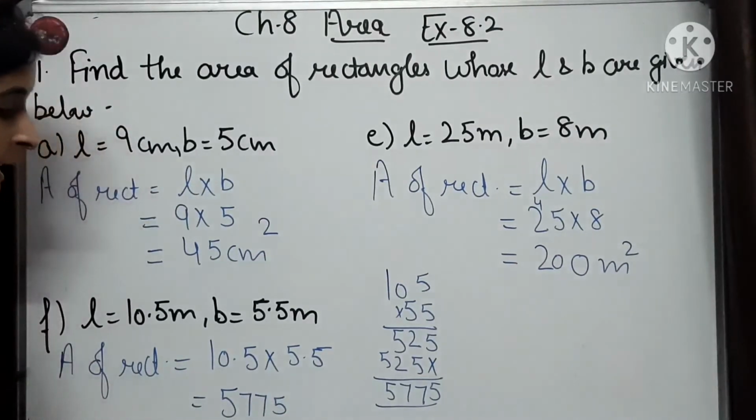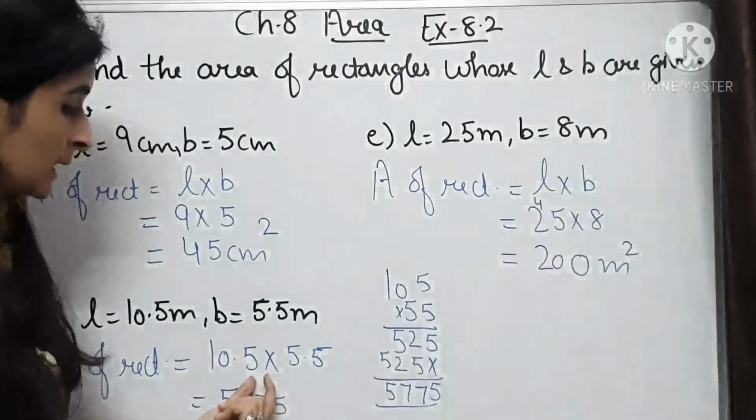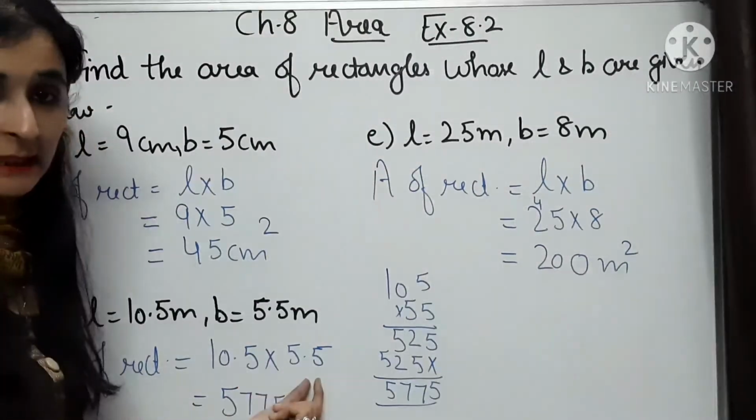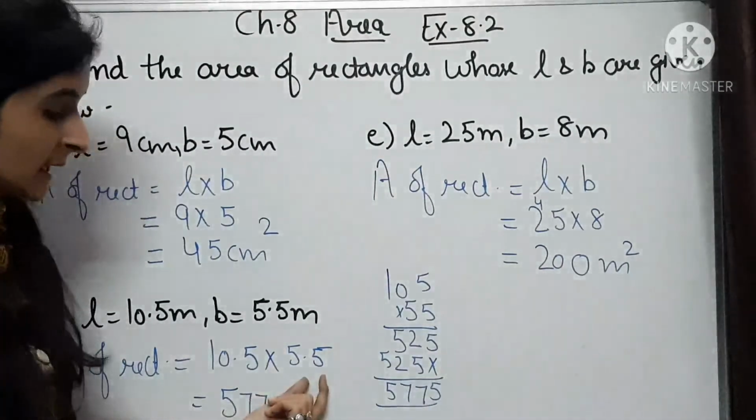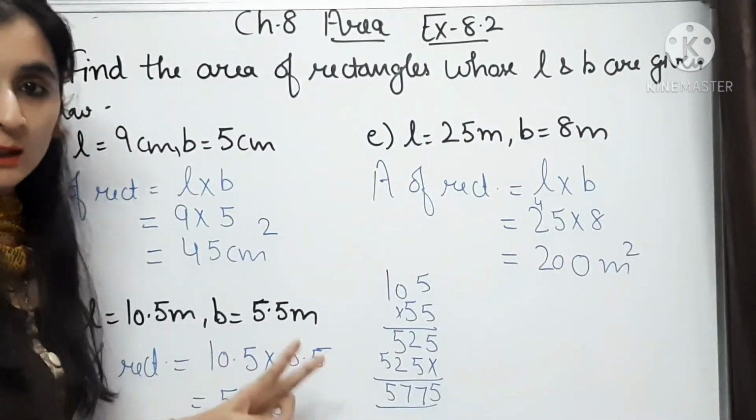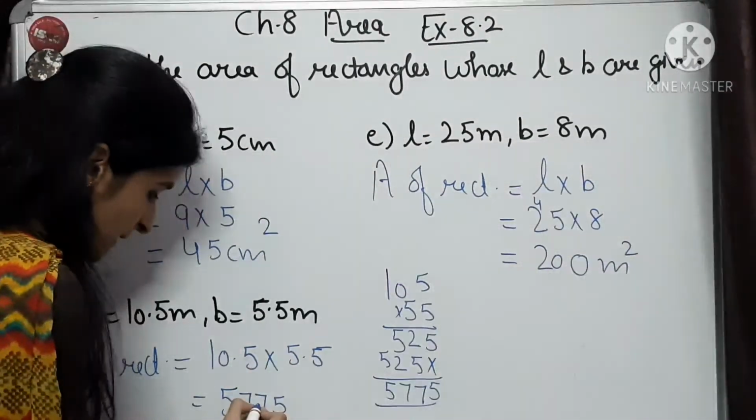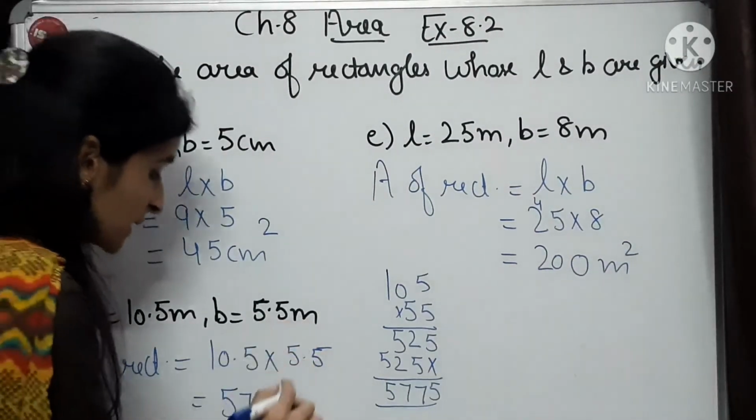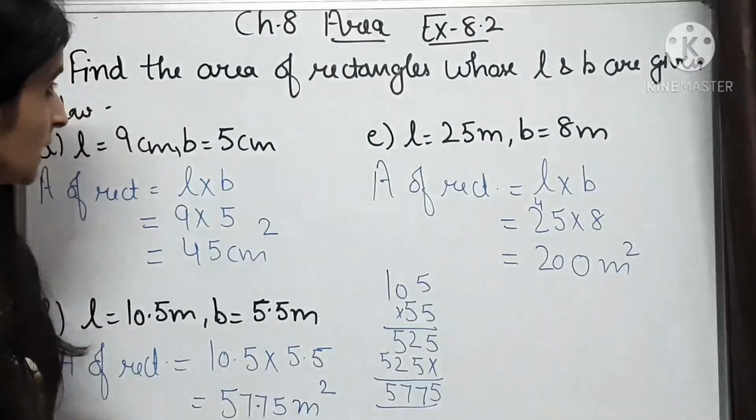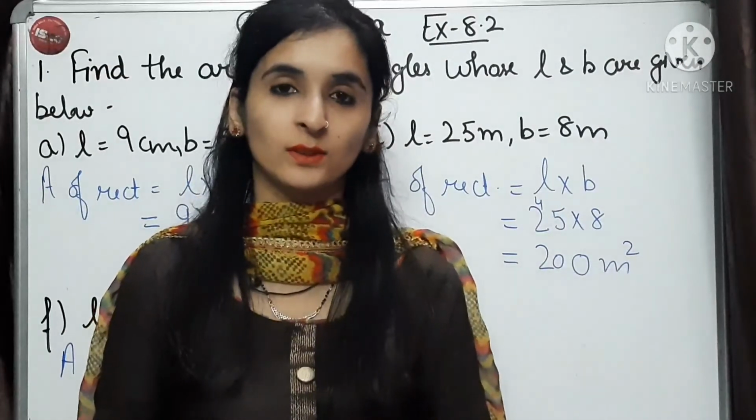5775 is the product. Now how do we put the decimals? We will check how many decimal places are there in the multiplicand and in the multiplier. So in the multiplicand and multiplier we have 1 decimal place each. So 1 plus 1 is 2. So it means in the product there will be 2 decimal places. So 57.75 meter square will be the answer. Clear? So this was about question number 1. Now let's come to the next question.